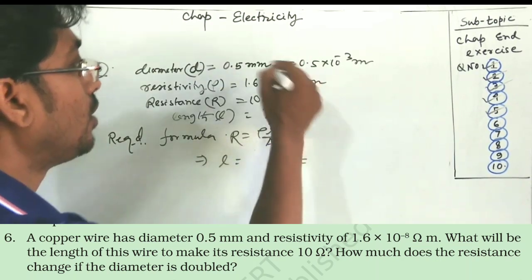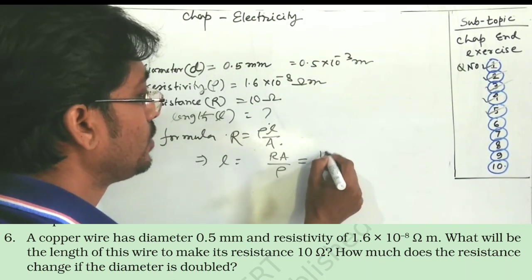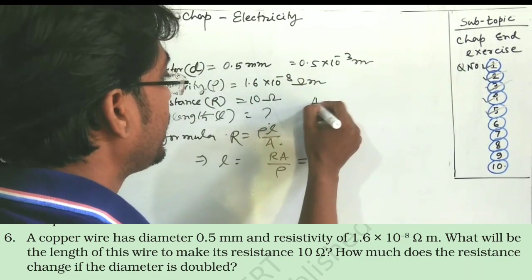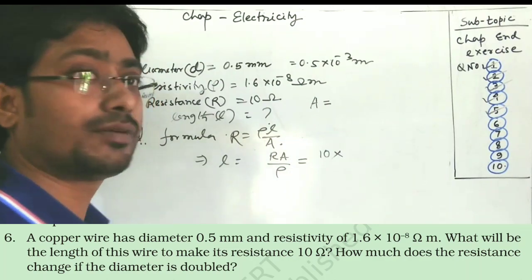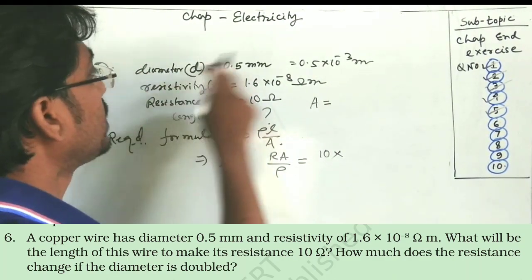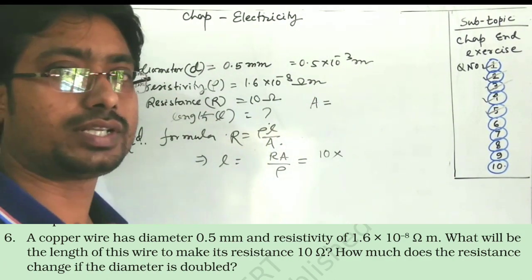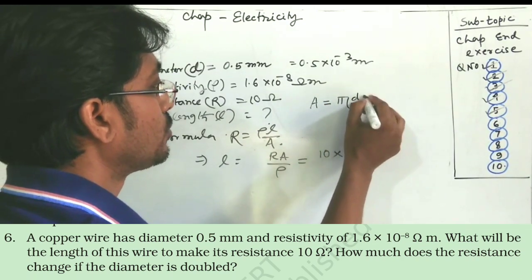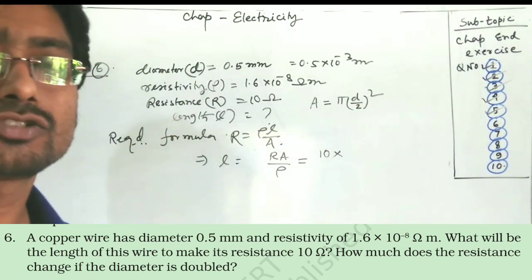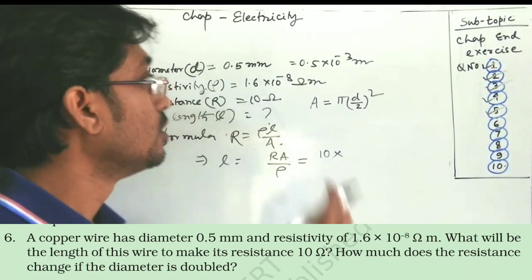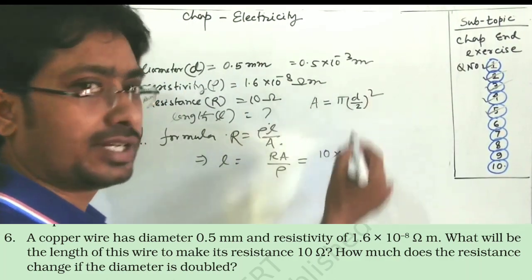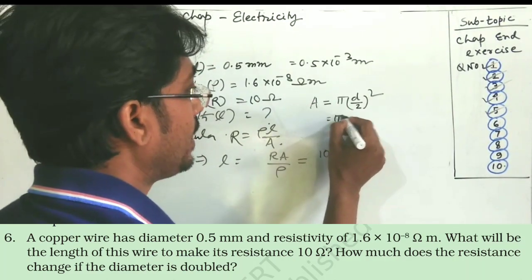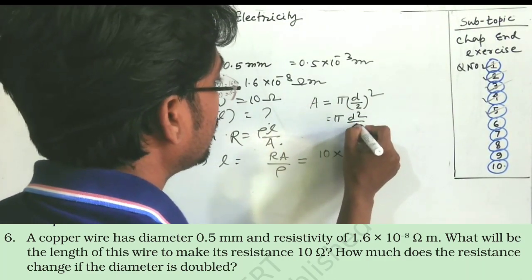So now put all the values. The R value is 10, but what is A? We have to find out A. A means the area of cross section. The diameter is given, so you can find it out. We know pi r square is the formula for the area of cross section. Here r is not given, but the diameter is given. Diameter by 2 is equal to r. So it is pi r square, which is pi d square by 4.